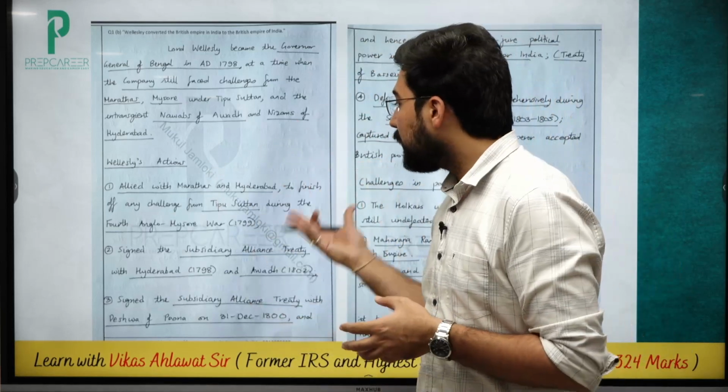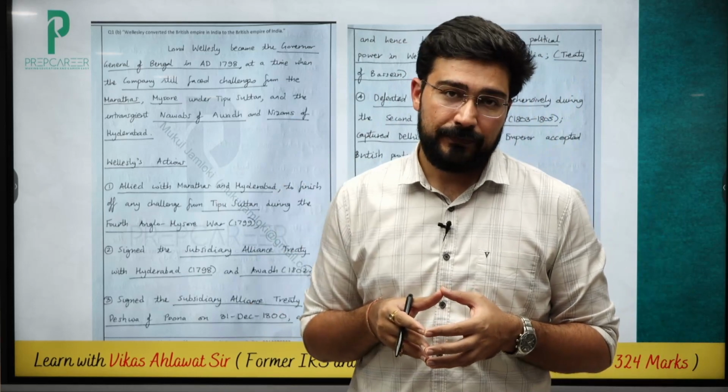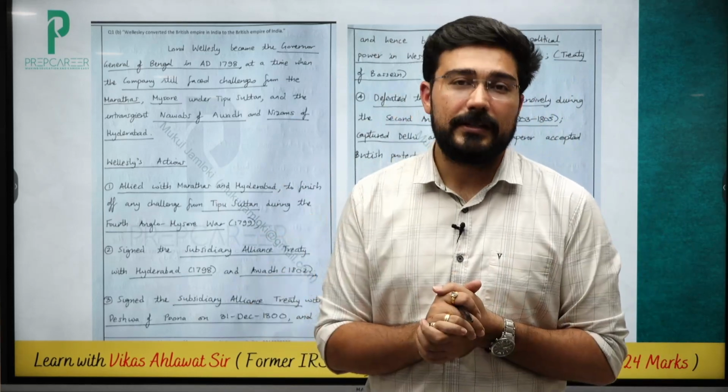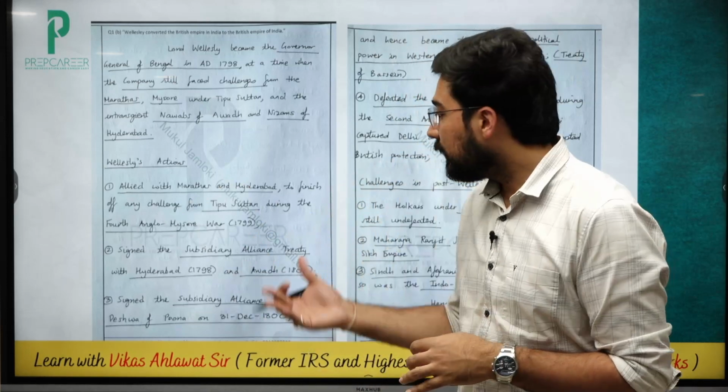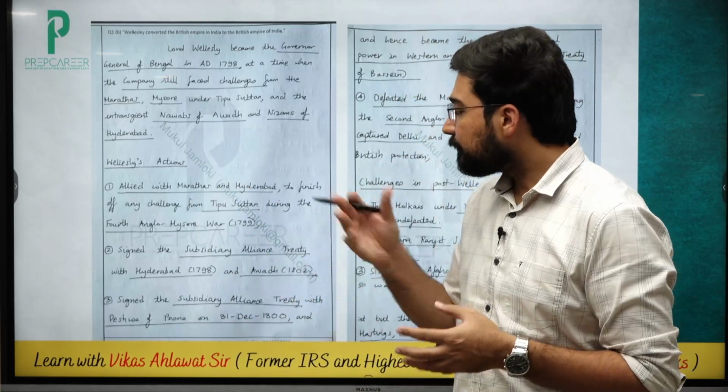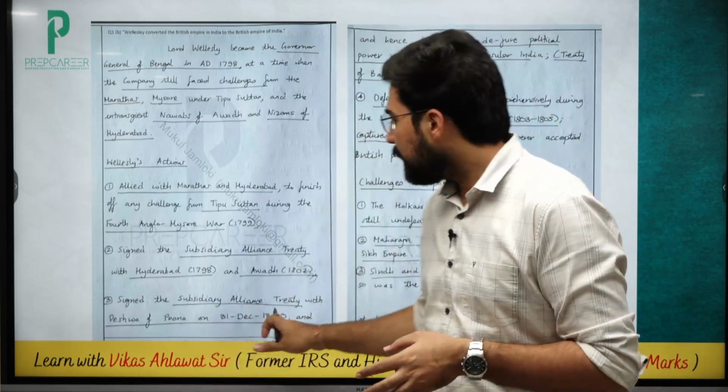So he was able to sign it with Hyderabad as well as Awadh. So this became an important second step in increasing the dominion of the British in India. Third, he was even able to sign a treaty with Pune. In this, there is a factual error of 1800.